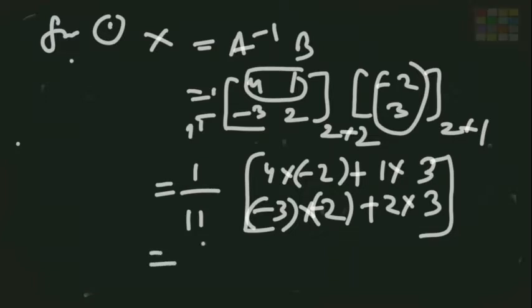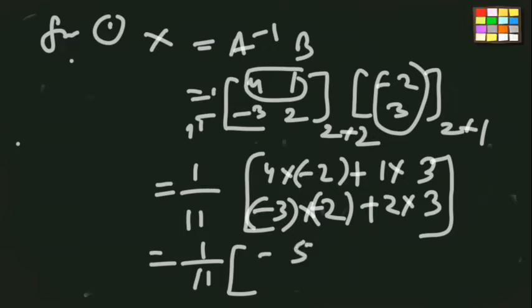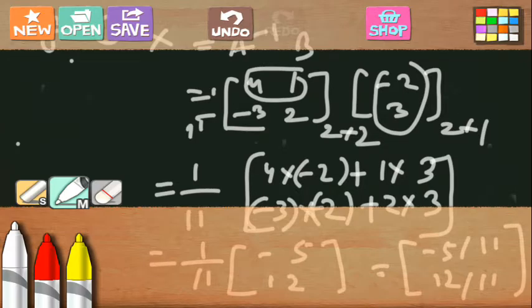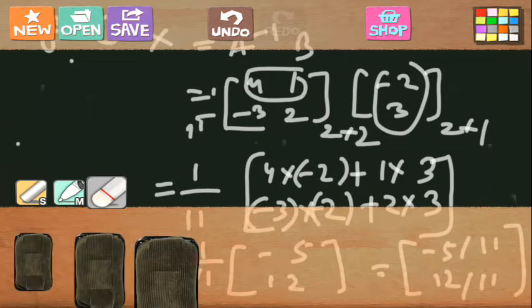So here I get the answer as 1 by 11 into minus 8 plus 3, which is minus 5, and again 6 plus 6, which is 12. So now I write this as minus 5 by 11, and here it is 12 divided by 11, because 11 is multiplied.